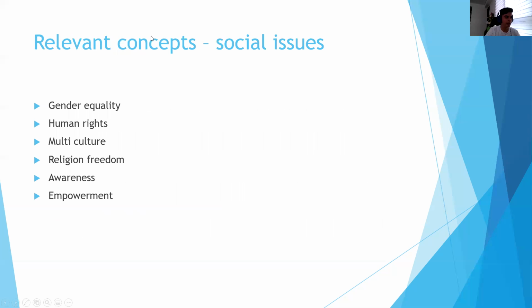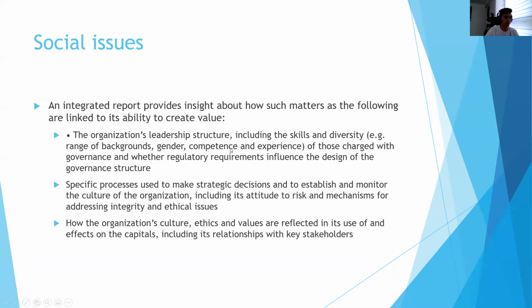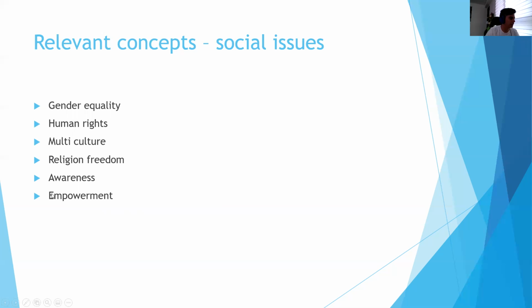So again, if I talk about a few examples, or if I'm being more concrete about social issues, I can maybe summarize them in these kinds of things: gender equality, human rights, multicultural backgrounds, religion freedom, awareness of employees, and empowerment. So I want to reveal all of these things in describing the structure of the organization, in describing the processes of the organization, and in describing how this organization is solving problems related to all of this, right? So I think this can give you a hint of how to build your report.